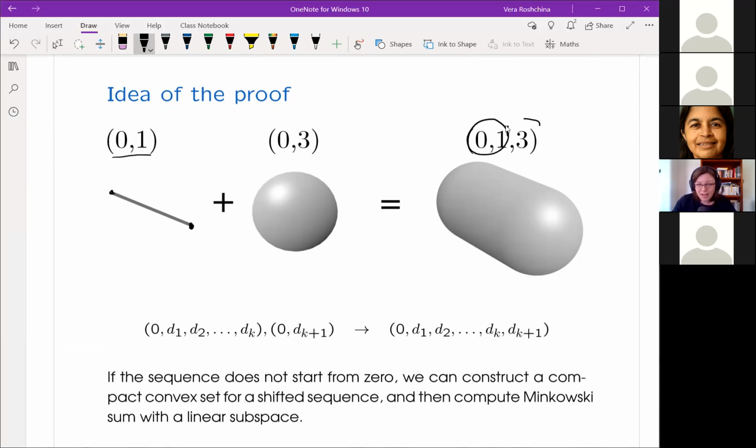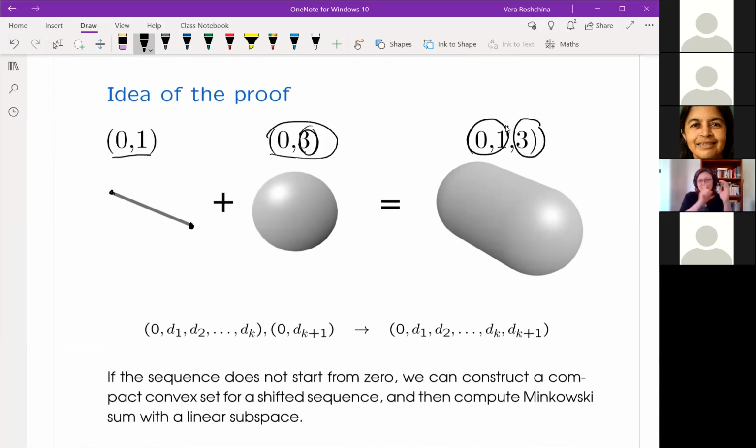And then to add the next number to my sequence, so I'm adding 3 to 0, 1, I'll take the Euclidean ball in the dimension of this number. So it will have faces of dimension 0 and 3. So I embed my line segment in the space of appropriate dimension. I add those sets together. I compute the Minkowski sum. Right? So the Minkowski sum is just the sum of all points from both sets. And then the resulting object gives me this required dimensional sequence. And then I can do it as many times as I want.